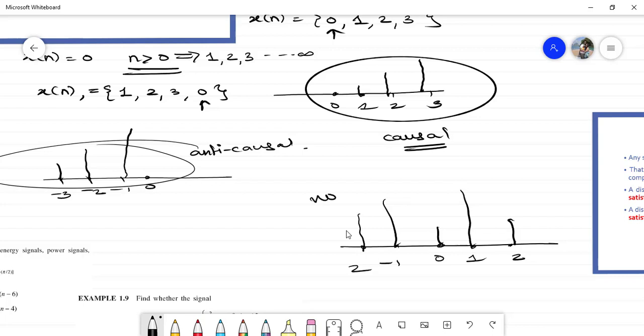Okay, clear? So this is how we can identify what is anti-causal, causal and non-causal. Positive side is equal to causal signal, negative side is equal to anti-causal, and both the sides is equal to a non-causal signal.